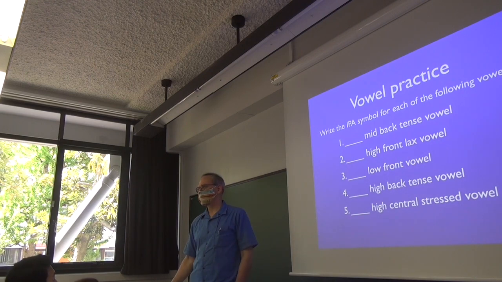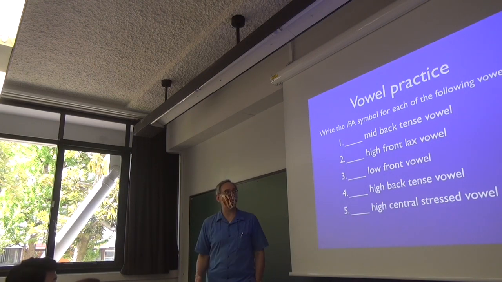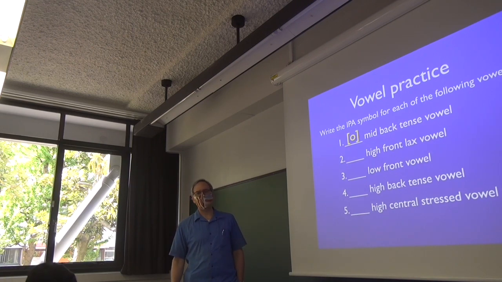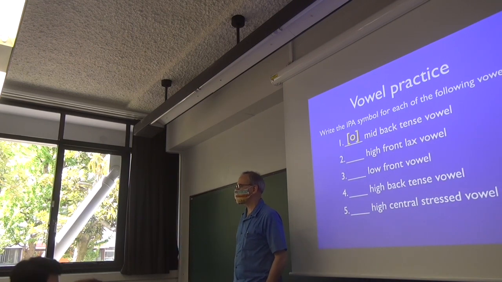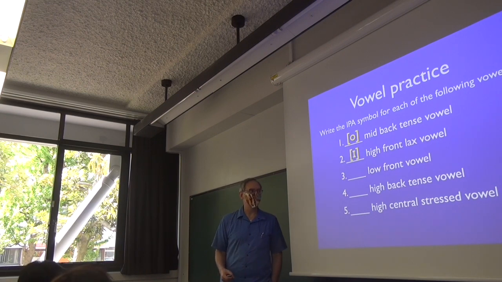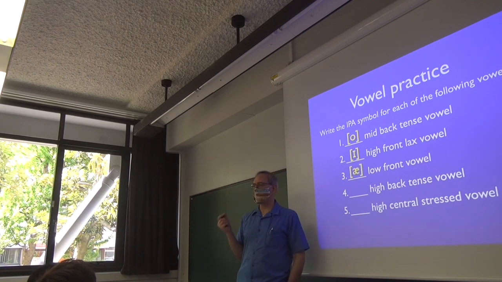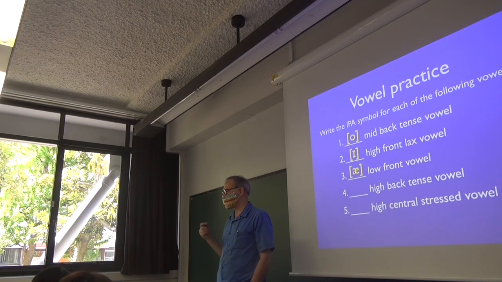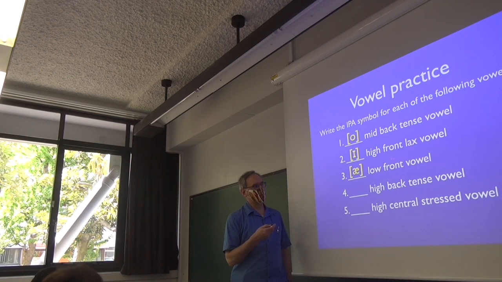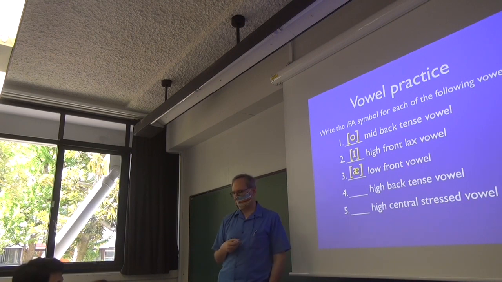The mid-back tense vowel will be the vowel o. The high front lax vowel, the vowel ɪ. The low front vowel, æ. And again, remember, low vowels do not distinguish tense and lax. So the description has only two properties. It's low and it's front. Whereas the first two examples included either tense or lax, low vowels do not require a tense or lax description.